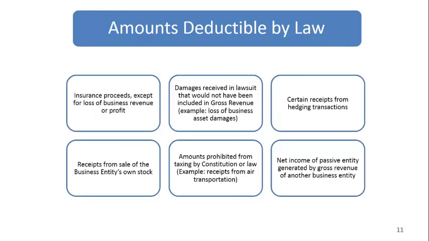To continue with our discussion of deductions, insurance proceeds are deductible except for insurance proceeds to replace business income that would otherwise have been subject to commerce tax. Similar is lawsuit damages. Damages received in a lawsuit are deductible except for damages that replace lost income that would have otherwise been subject to commerce tax. Certain receipts from hedging transactions are deductible, as well as receipts from the business's own stock. Also deductible are amounts prohibited from taxing by constitution or law and the net income of a passive entity generated by gross revenue of another business entity.